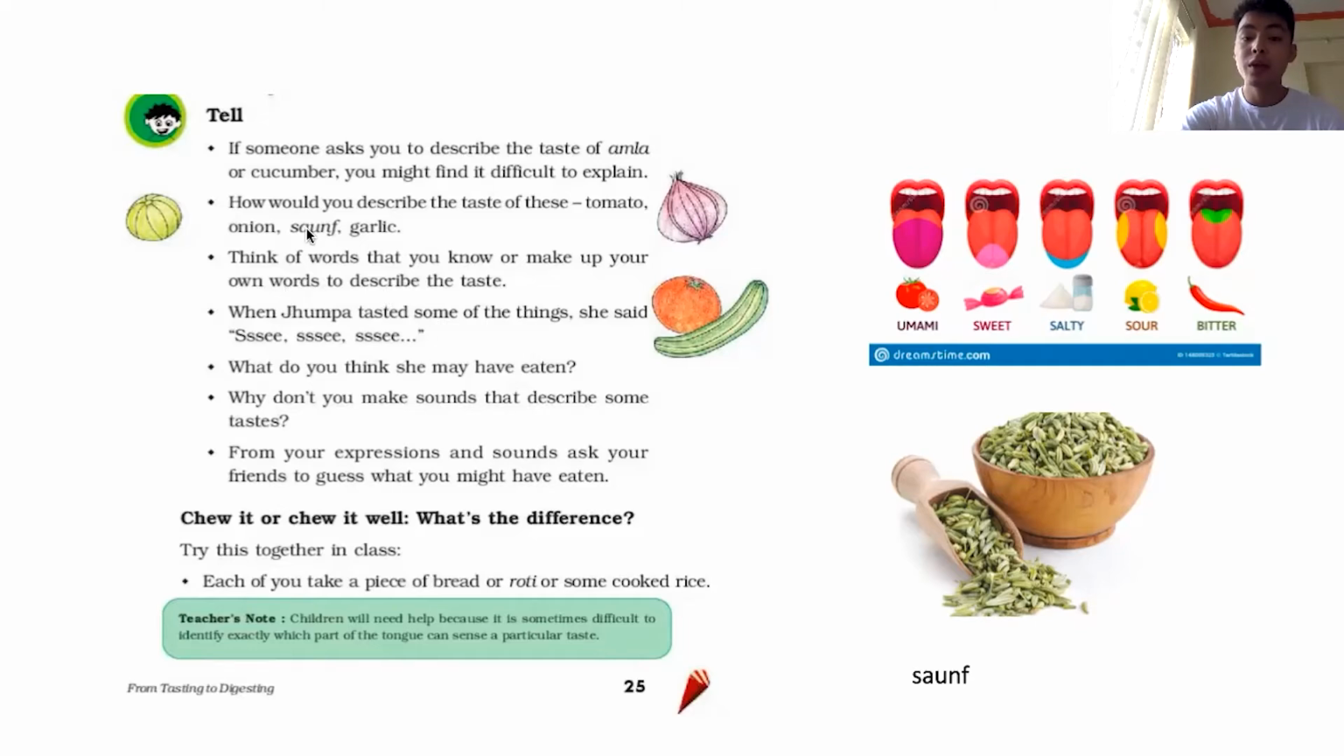So the thing is that we generally can't describe what the taste of onion is. It can be sweet or salty. It could be anything, or snuff. We don't know what taste it is. Can you call it sweet or sour? No, right? Even garlic, we don't know what it is. But there are certain expressions through which we get to know, oh, this is a chili. Okay, I'm going to read the third line again. Think of words that you know or make up your own words to describe the taste.